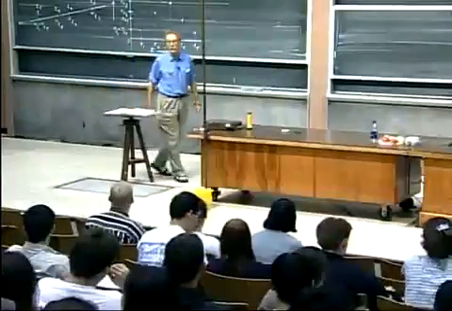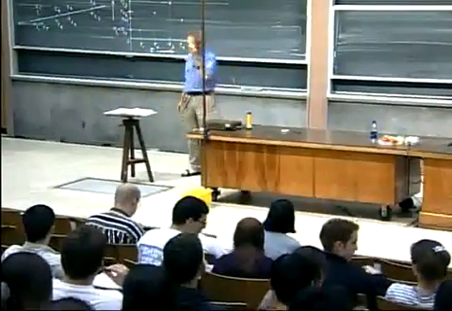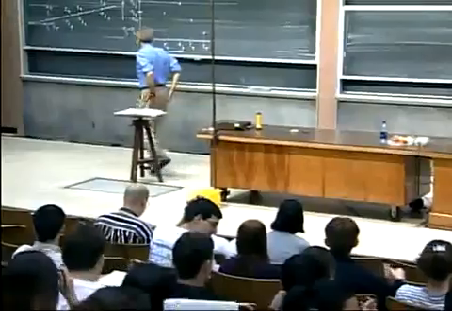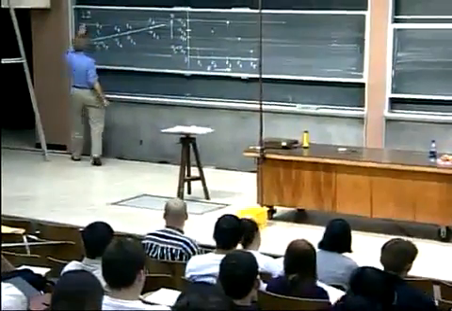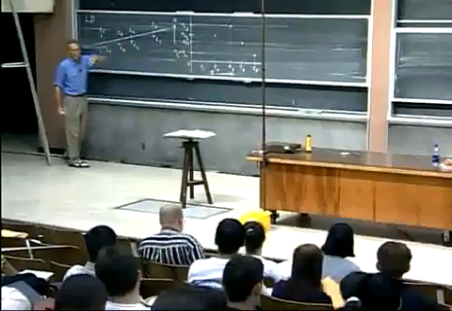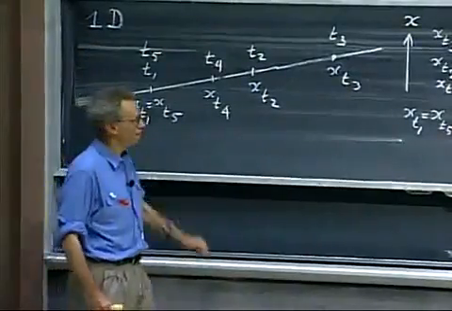We will discuss velocities and acceleration. I'll start with something simple. I have a motion of an object along a straight line. We call that one-dimensional motion.